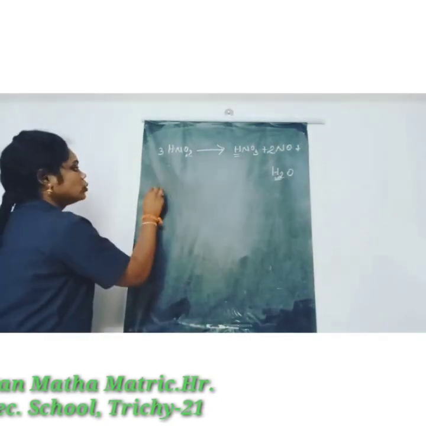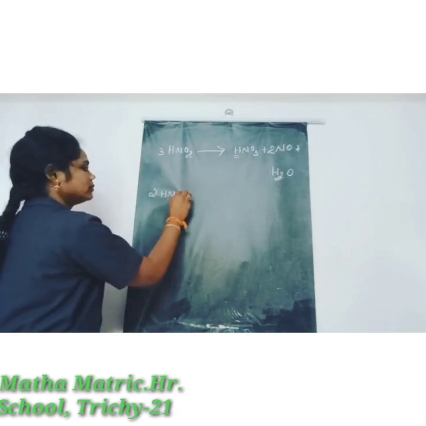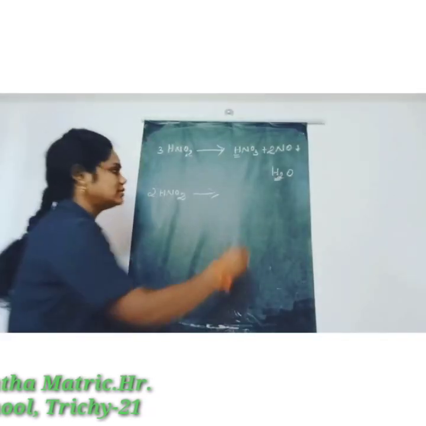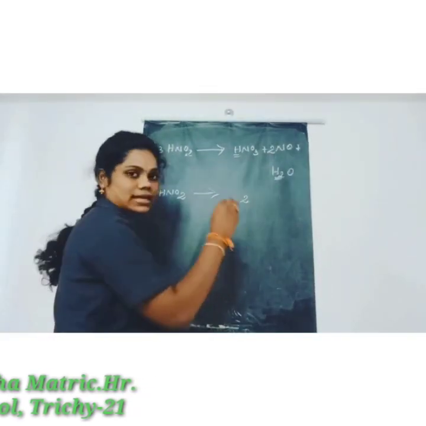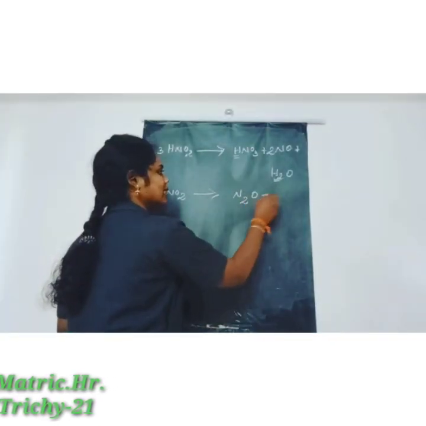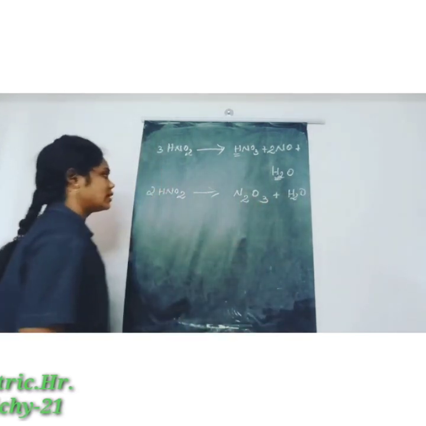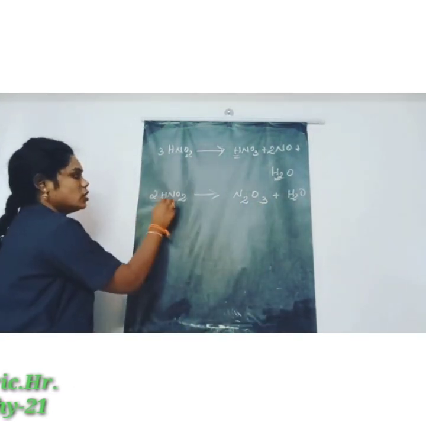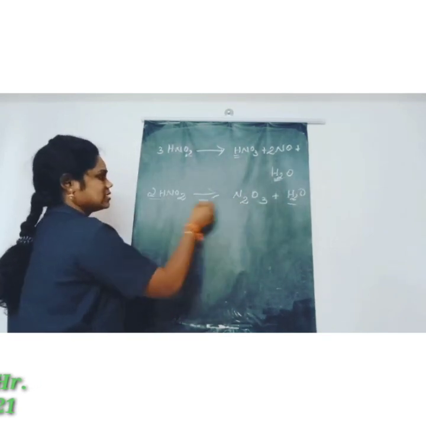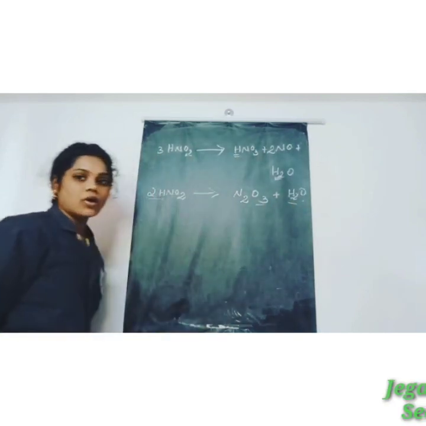And next one, 2 times nitrous acid is taken, that is HNO2. It gives dinitrogen trioxide. Dinitrogen means di represents 2. So dinitrogen trioxide plus water molecule is formed. So the equation is balanced: 2 times hydrogen, here also 2 times; nitrogen 2 times, here also nitrogen 2 times. Oxygen 2 2s are 4, so here also 3 plus 1, 4 times.